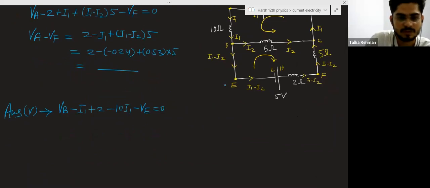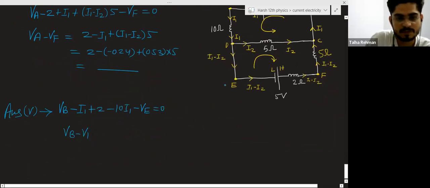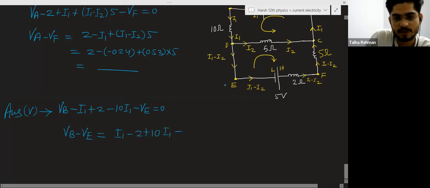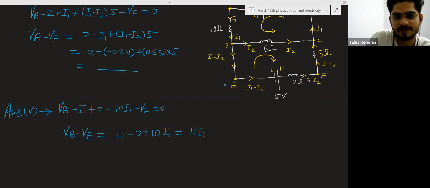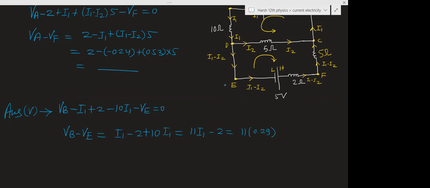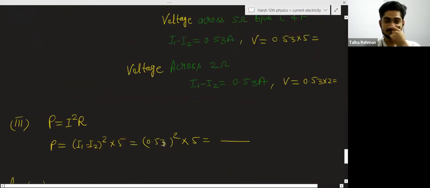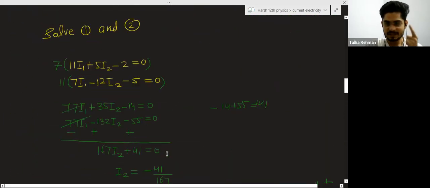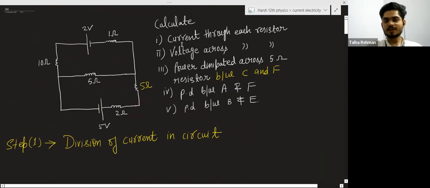So VB minus VE, when you calculate, you will get I1 minus 2 plus 10 I1. You will get 11 I1 minus 2. 11 into what is I1? 0.29 minus 2. Okay. So in this way, you have to see this question is very lengthy, but in the exam, he or she can ask only 1 or 2 parts. Not all the parts he will ask. Yes, sir. Okay.